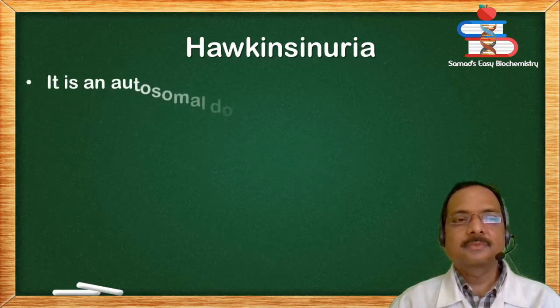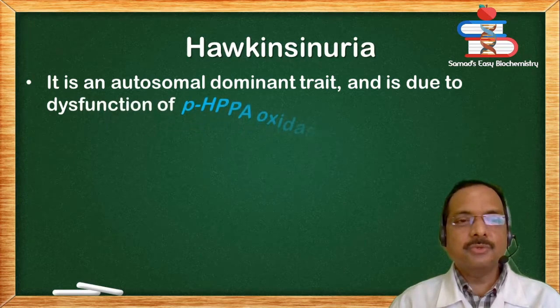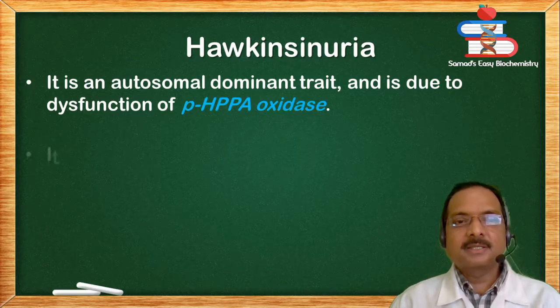Hawkinsinuria. It is an autosomal dominant trait and is due to dysfunction of PHPPA oxidase.